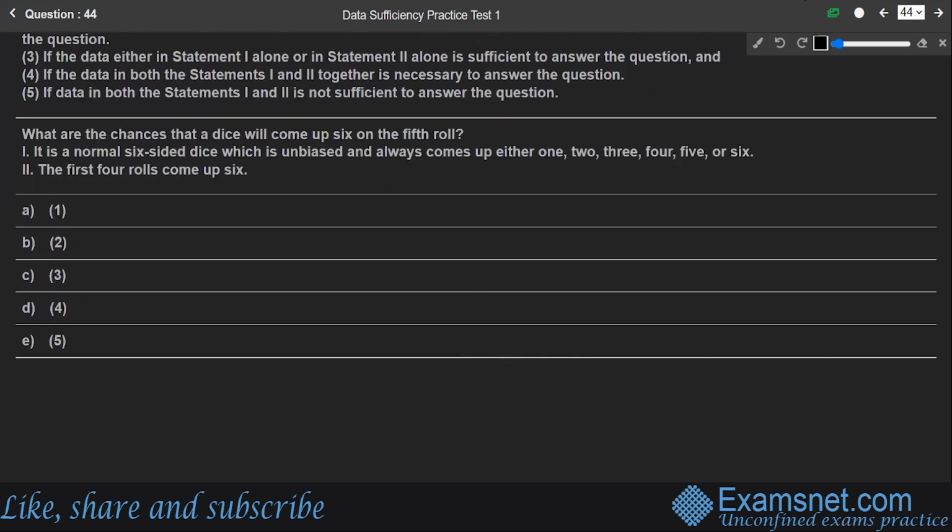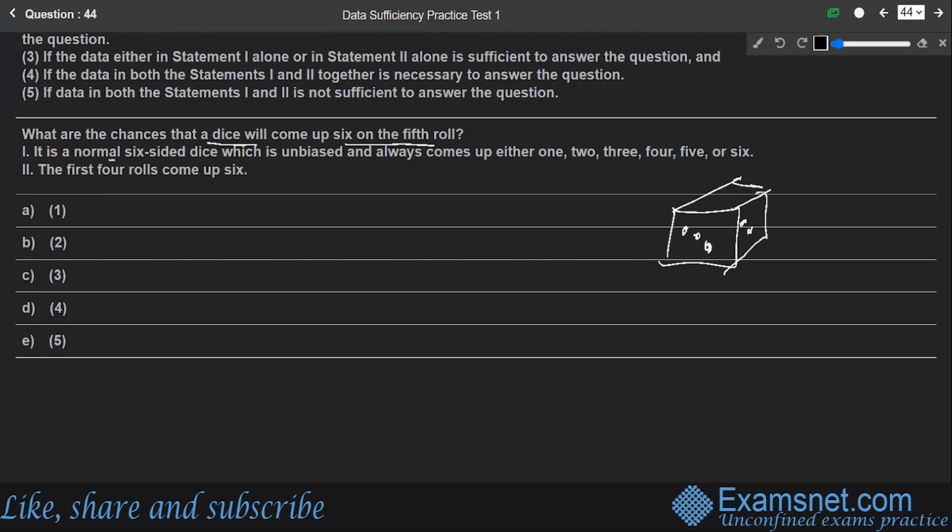Now, the next question says, what are the chances that a dice will come up 6 on the fifth roll? Okay, a dice is a cube that is used in the game of Ludo. This is how it somewhat looks like, which has numbers printed on every face of the dice, or they are represented in terms of dots. For example, if it has to represent 3 here, the representation will be like this. If it has to represent 2, then the representation will be like this, and so on for every face of the dice. In all, 6 numbers are indicated.